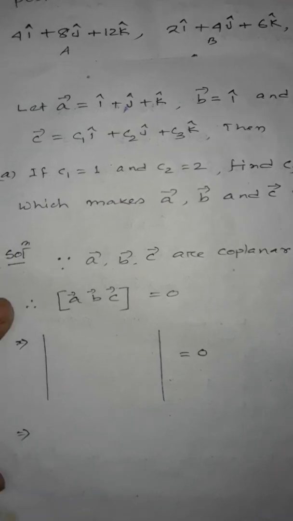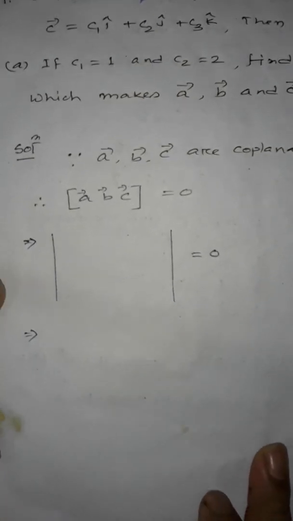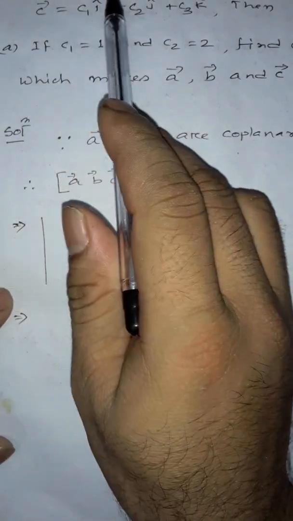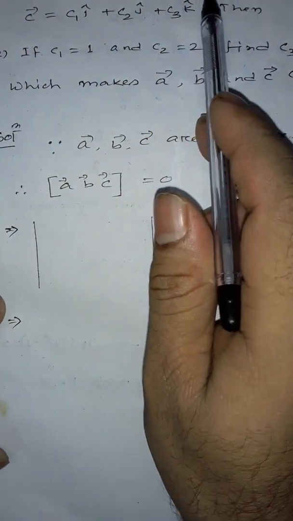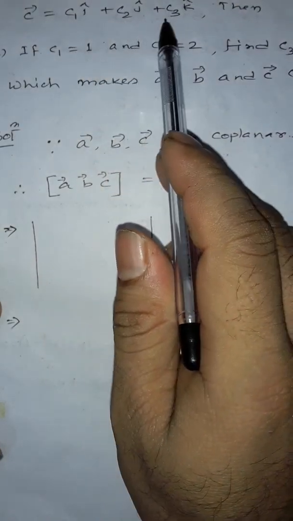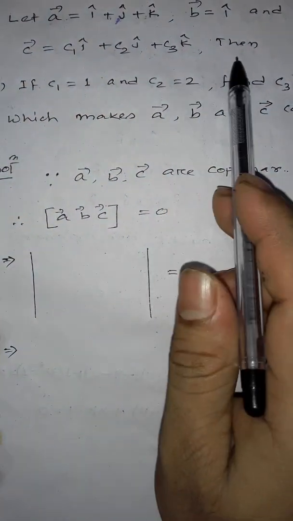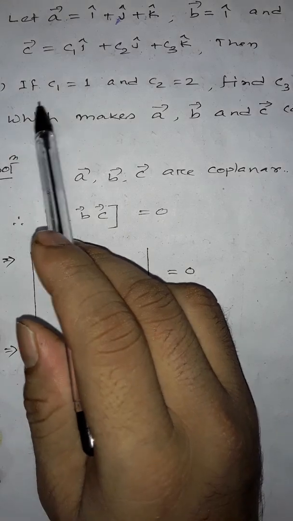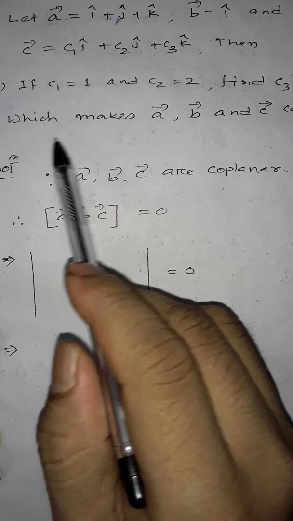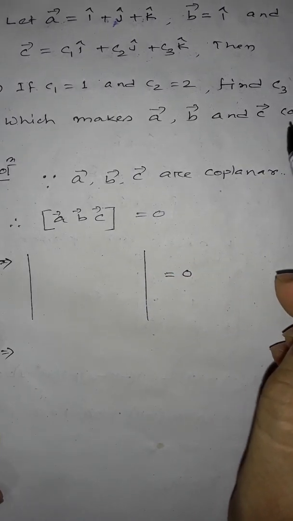Next, question number 4. Let vector a be i plus j plus k, b equal to i and c equal to c1 i plus c2 j plus c3 k. Then if c1 equal to 1 and c2 equal to 2, find c3, which makes a, b, c coplanar.